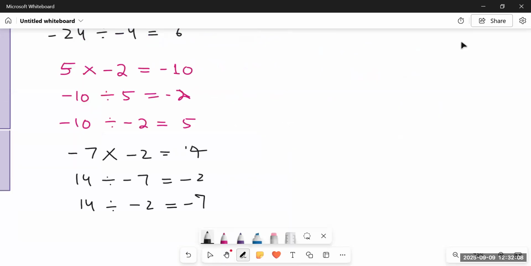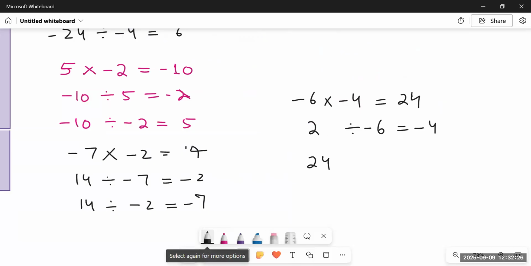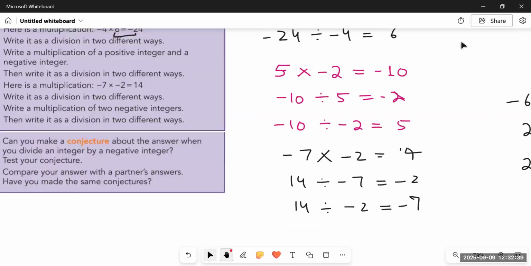So that's simple. Let's say minus 6 multiplied by minus 4 is equal to 24. So 24 divided by minus 6 is equal to minus 4. So we can say that the same rule applies in multiplication and division when it comes to the positive and the negative signs. Okay. Sorry, if one of them is negative, the answer would be negative. If both of them are negative, then the answer would be positive.